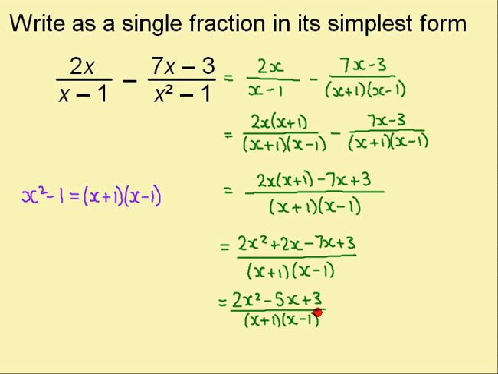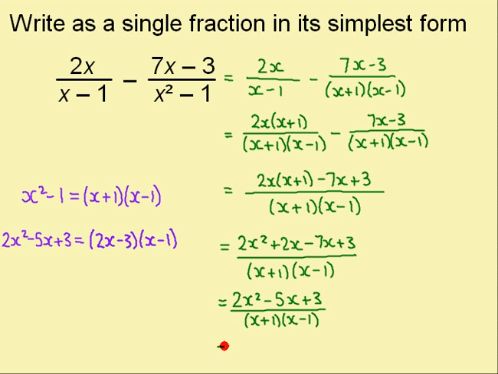Now you might be tempted to stop here, but it's a good rule that whenever you've got a quadratic, you should try to factorise it, because you might then find a common factor that you can cancel with the bottom. So I'm going to factorise this quadratic, and I'm going to do that as a bit of side working. So I've got 2x squared minus 5x plus 3, and I want to factorise this. I get 2x minus 3, x minus 1.